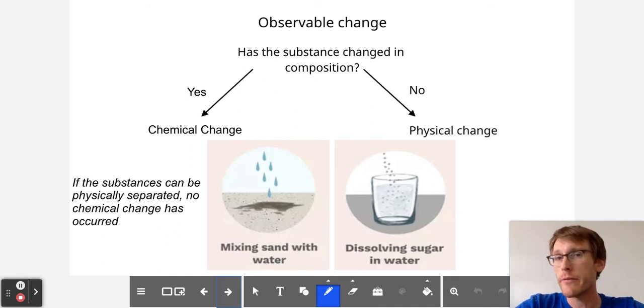But to do that, you might, for example, heat the mixtures and cause the water to evaporate, leaving the sand or the sugar behind from those mixtures.